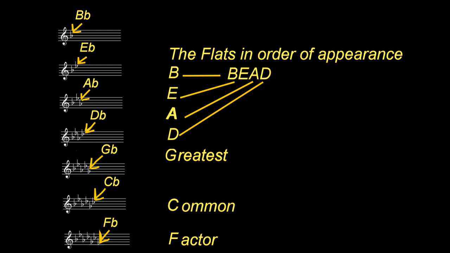B-E-A-D, G-C-F, bead, greatest common factor. In this key signature, the next to the last flat is E flat, and that is the name of this key, E flat major.